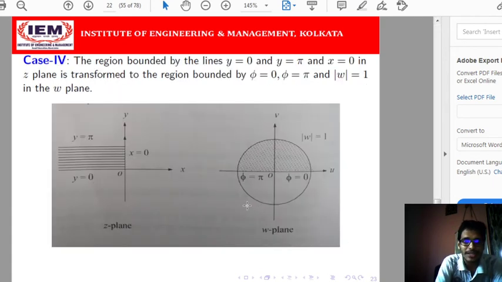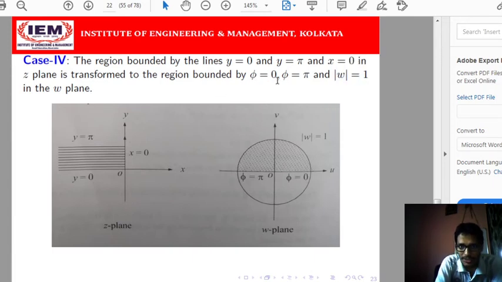Then we will discuss case 4. In case 4, we are considering two lines, they are parallel to the x axis rather. So y equals 0 and y equals pi. So this is y equals 0, that means the x axis, and y equals pi. And we are considering the region in between, that is bounded by y equals pi, y equals 0, and this part x equals 0. So that means this region. So phi equals 0 and phi equals pi, and since x equals 0, mod of w will be equal to 1.